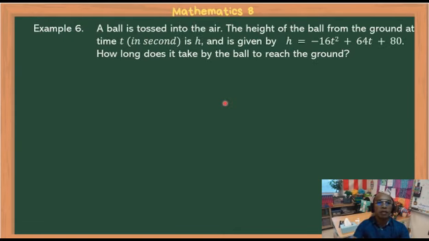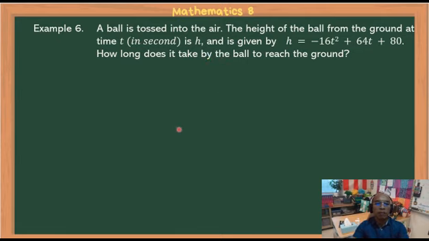So let's have example number 6. A ball is tossed into the air. The height of the ball from the ground at time t in seconds is h, and it's given by the equation h is equal to negative 16t squared plus 64t plus 80. So how long does it take for the ball to reach the ground?